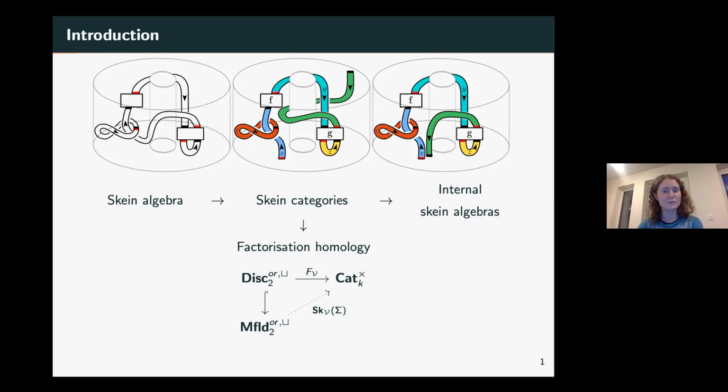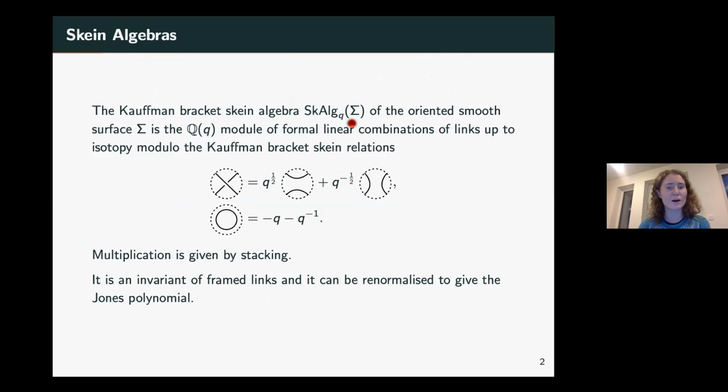Okay, so because I should introduce this, there we go. I should give you an example, in case you don't know that much about Skein algebras. And this is essentially the example I'm thinking of throughout. So this is one of the most basic Skein algebras you can think of. It's called the Kauffman bracket Skein algebra because it was invented by Kauffman in the 80s. So what you do is you take formal linear combinations of links in your thickened surface. And then you impose some relations.